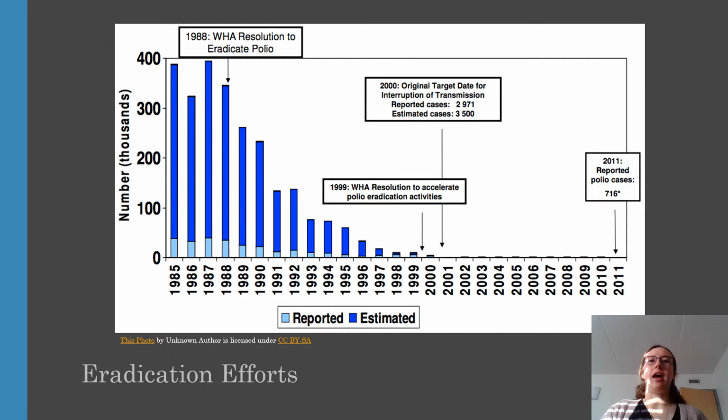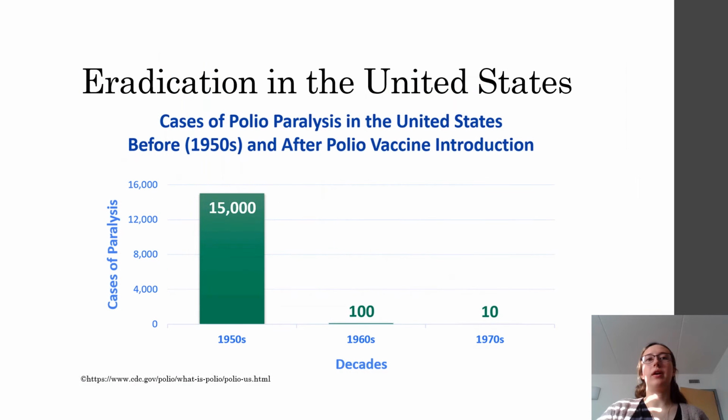So, eradication efforts. This chart shows that polio is well on its way to being eradicated completely. The numbers in the thousands in 1985 were very high. However, they have trended downwards and are currently very, very low.